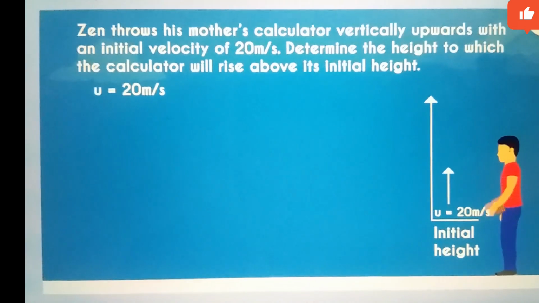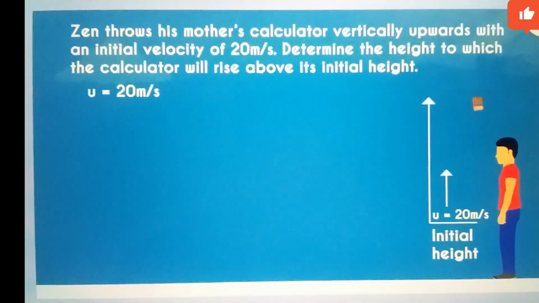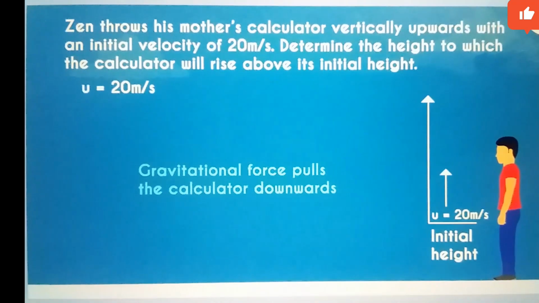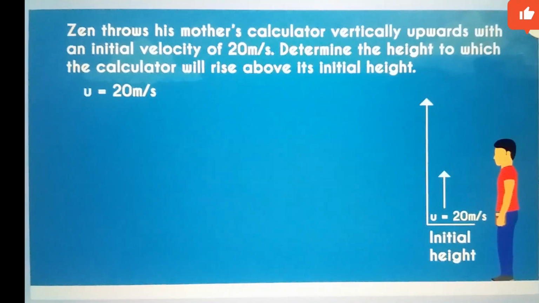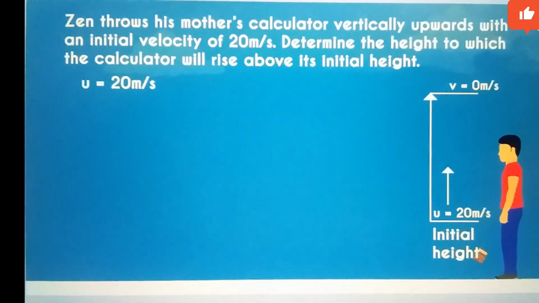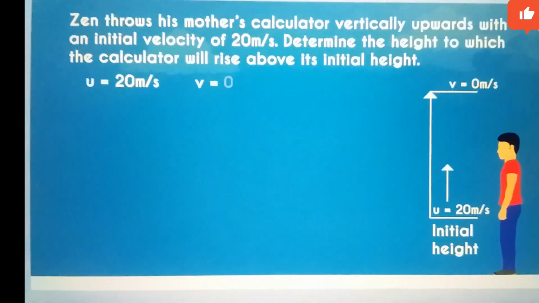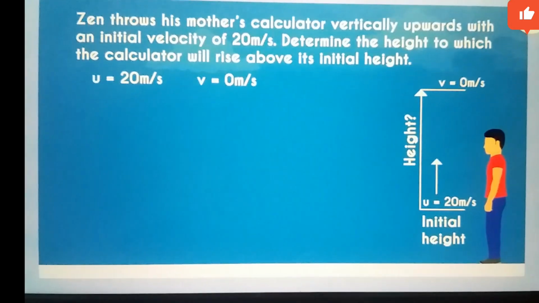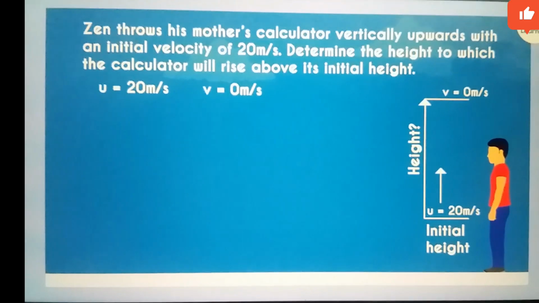After Zen throws the calculator up, it will reach a certain height and fall back towards the ground. And that's because of the gravitational pull of the Earth. When the calculator is at the top just about to fall down, its velocity will be 0. So the final velocity v will be 0. We've been asked to find the height at which it reaches before it begins its descent.